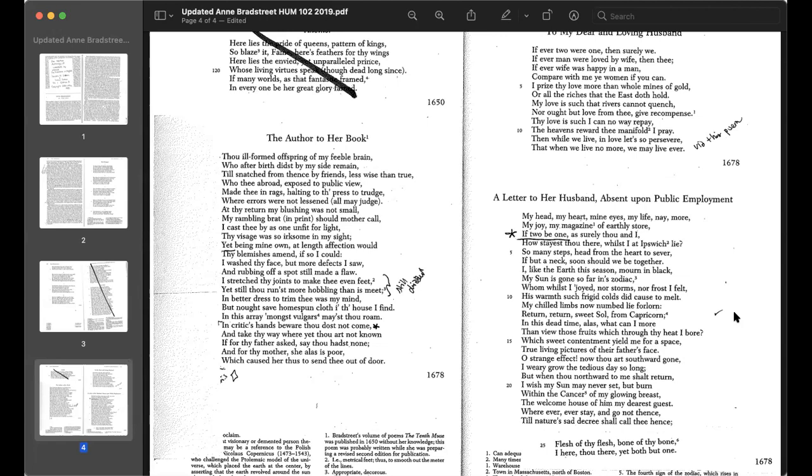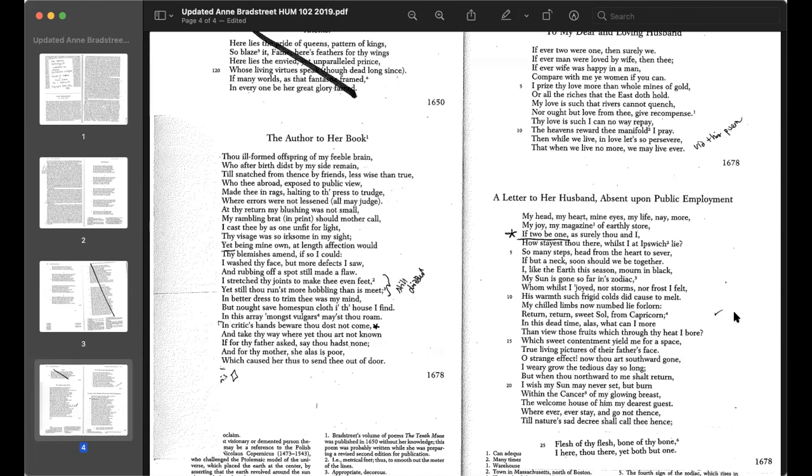I like the earth this season mourn in black. My sun has gone so far in zodiac. Whom whilst I joyed, nor storms nor frost I felt, his warmth such frigid colds did cause to melt. So she's using seasonal imagery, astronomical imagery, also something that was very present in the minds of people living in the early modern period.